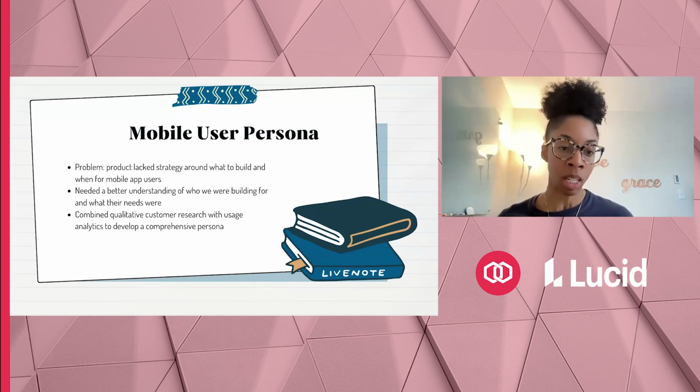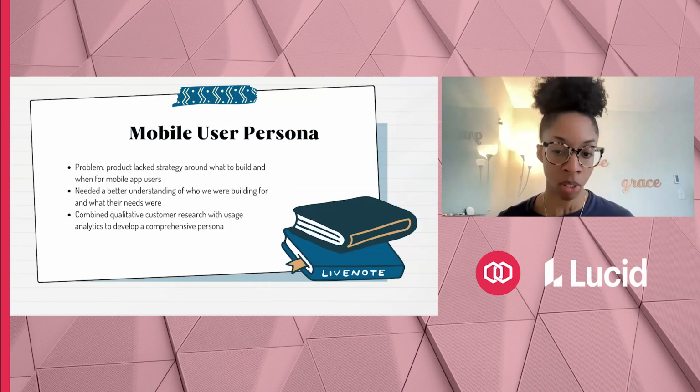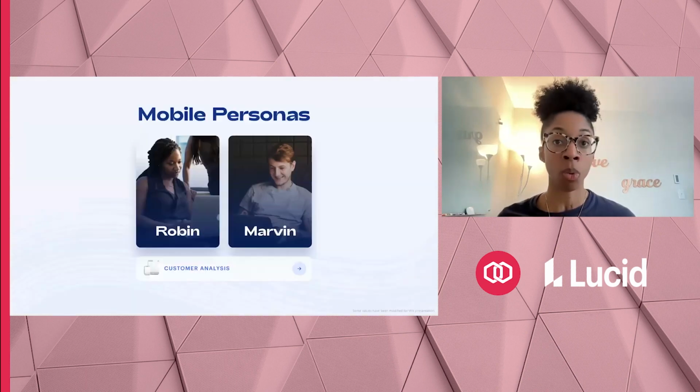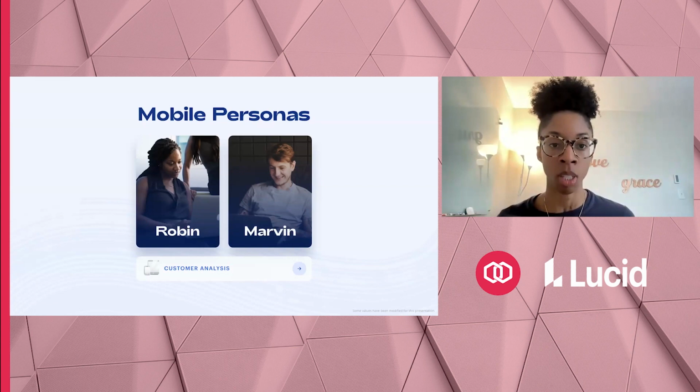So essentially what we did is that we combined both qualitative customer research with some usage analytics that we had gathered internally to develop a very holistic view of who the persona was. So that actually turned into not one persona, but two. In doing our customer research, we realized there were two very distinct use cases and two ultimately distinct personas that we should be building for and keeping in mind as we were building.